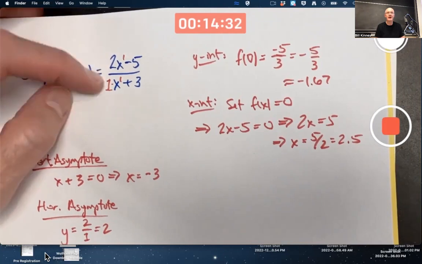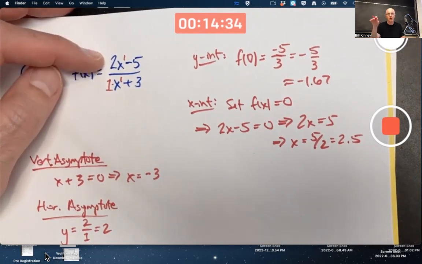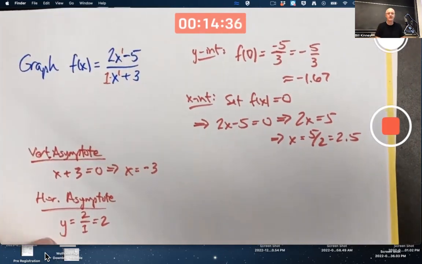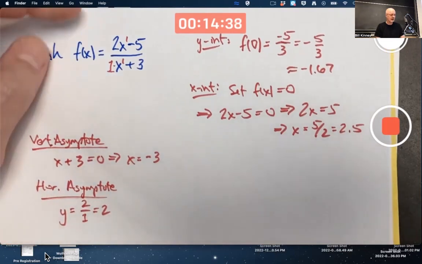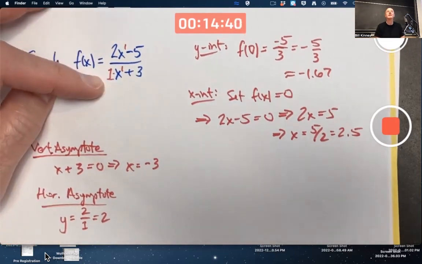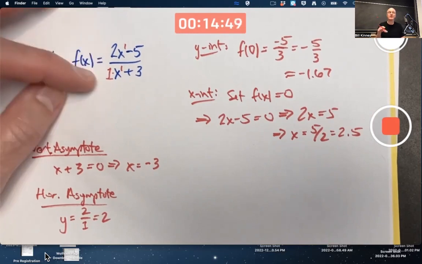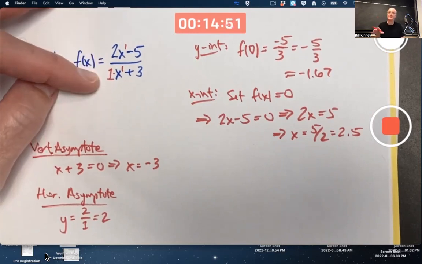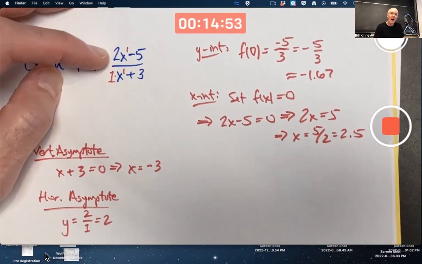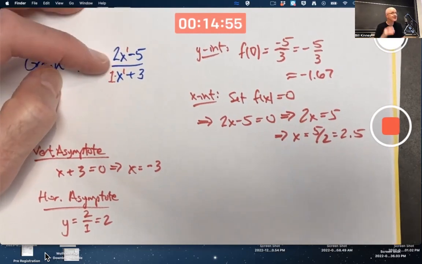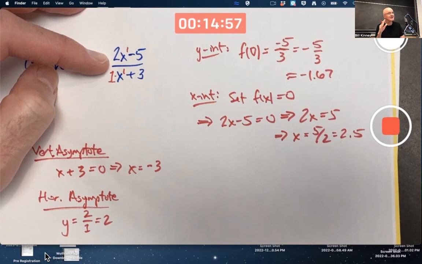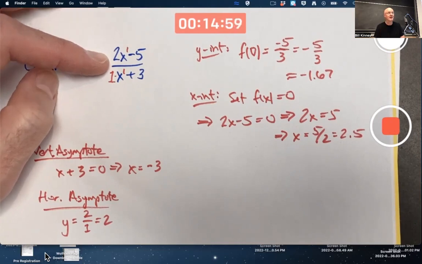If the degree of the top and the bottom are the same, look at the coefficients of the highest power, like I did here. If the degree of the top is smaller than the degree of the bottom, there's still a horizontal asymptote at y equals 0, the x-axis. And if the degree of the top is bigger than the degree of the bottom, then there's no horizontal asymptote. If it's 1 higher, if that's a 2 and that's a 1, there's actually going to be a slanted asymptote. We'll try an example of that, but not right now.